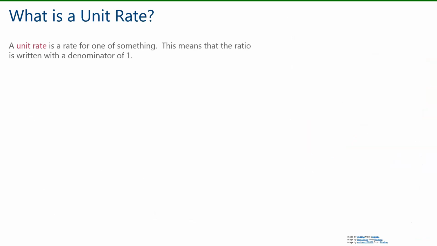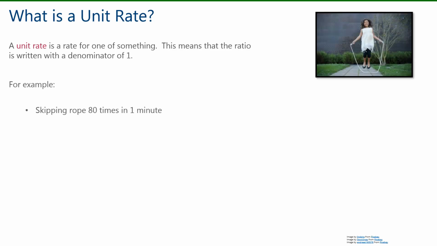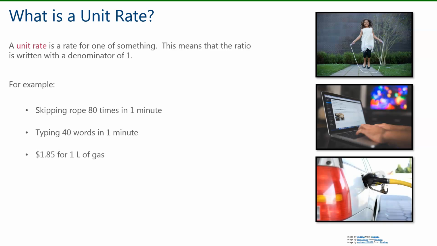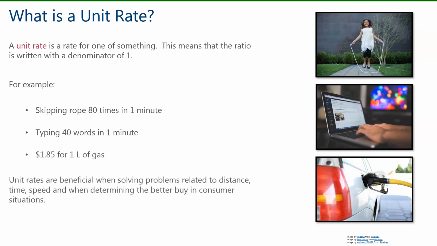A unit rate is a rate for one of something. This means that the ratio is written with a denominator of 1. For example, skipping rope 80 times in 1 minute, typing 40 words in 1 minute, or paying $1.85 for 1 liter of gas. Unit rates are beneficial when solving problems related to distance, time, speed, and when determining the better buy in consumer situations.